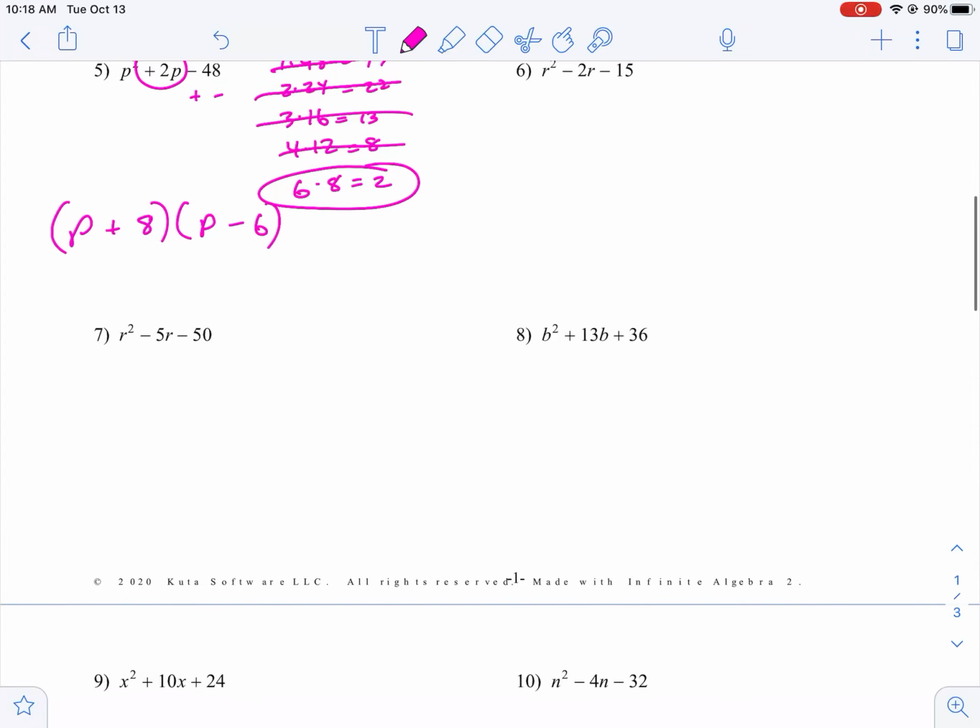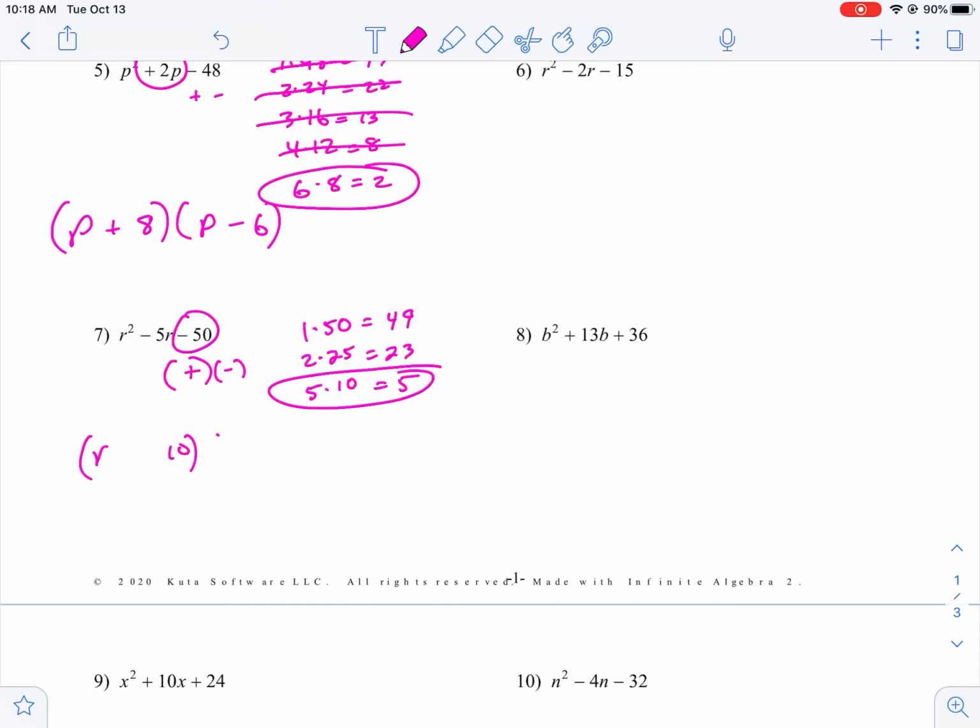All right, one more negative. All right, so negative 50. So it's a plus and a minus. Okay, 1 times 50, 2 times 25. And we're subtracting, trying to find 5, right? So it's 49, it's 23. 3 doesn't work, 4 doesn't work. 5 times 10. 10 minus 5 is 5. All right, so there you go, okay?